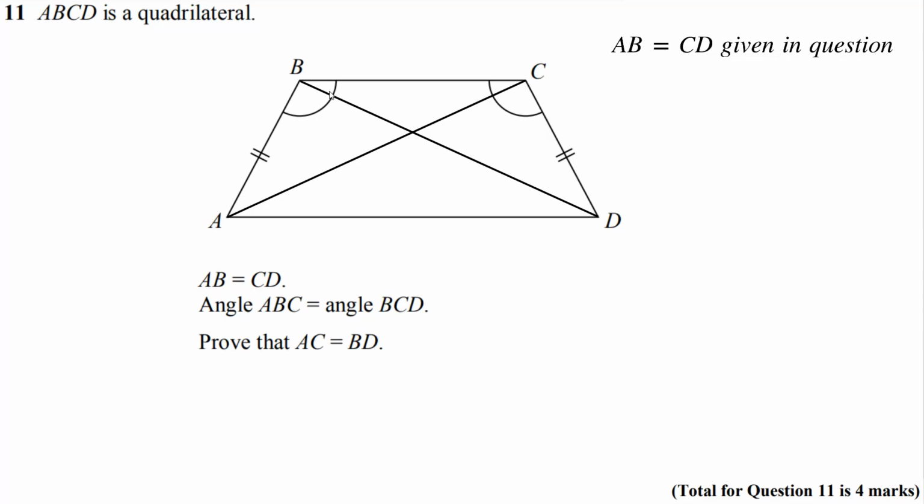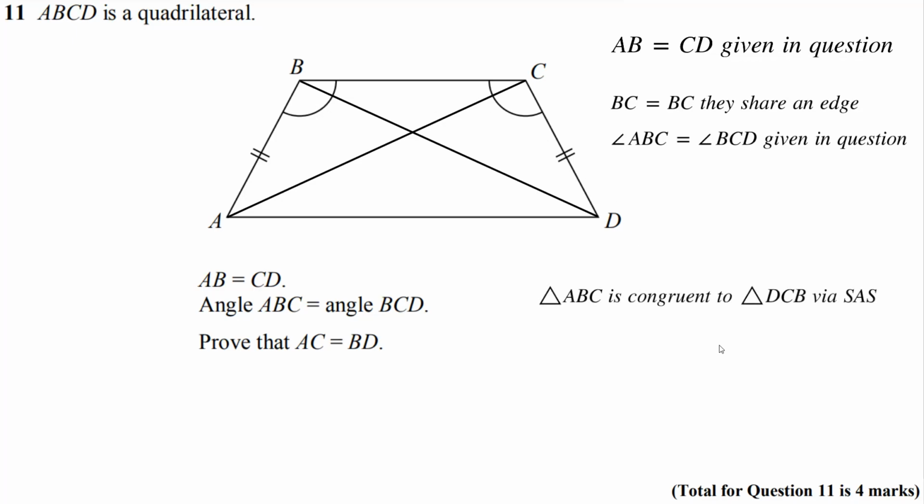We can say that BC is equal to BC, in this triangle and in this triangle, because they share a common edge. We can say that this angle is equal to this angle, because it's given in the question. Then that tells us they're congruent by SAS. And that tells us that AC therefore equals BD. This is a typo, it should say BD, not BC. So AC equals BD.